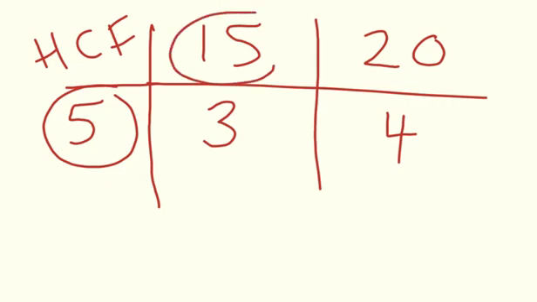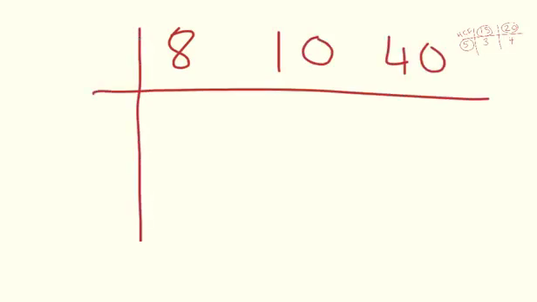Basically you get the 15 and you get the 20 and you just divide it by any number that goes into it. Here, let's try a different one. Let's pick some numbers here. 8, 10 and 40. So there's 3 numbers here. Don't let 3 numbers put you off. It's very simple. You pick one number that goes into all 3 numbers. So we start off with 2. 2 can go into 8, 10 and 40. Why? Because they're all even.